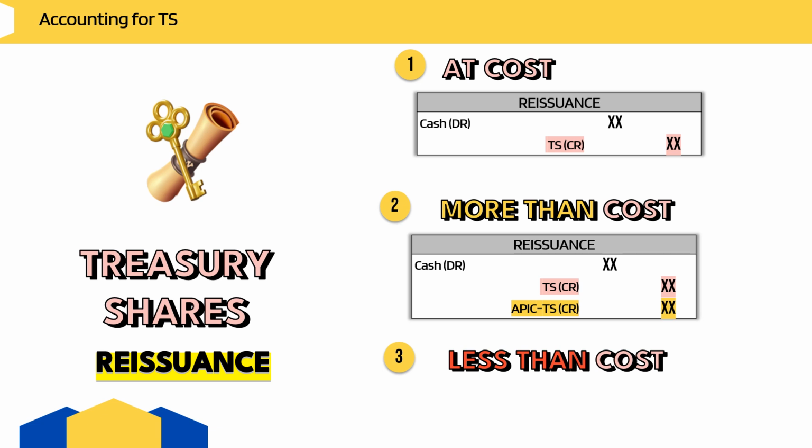Kapag na-reissue mo siya at more than what you paid for initially, you will now debit cash, credit TS, so parang technically parang same siya as your CS, pero this time it's at cost. And then anything that you can sell above the cost will be called share premium treasury share, or simply put, APIC TS. And then the last scenario is, what if you sell them for less than the cost?